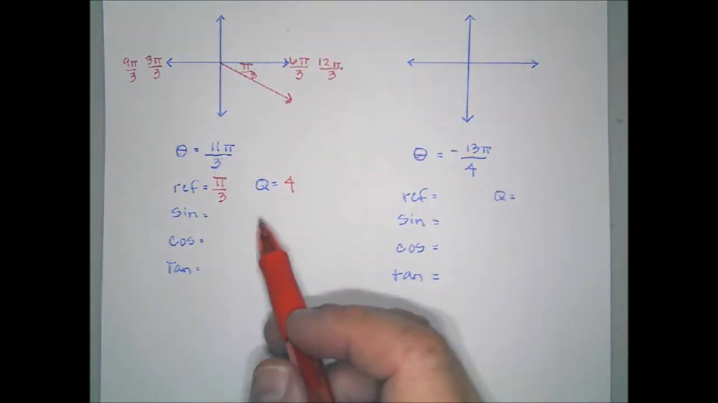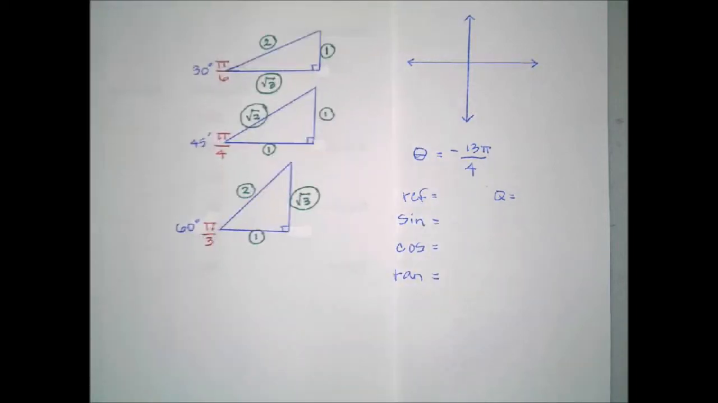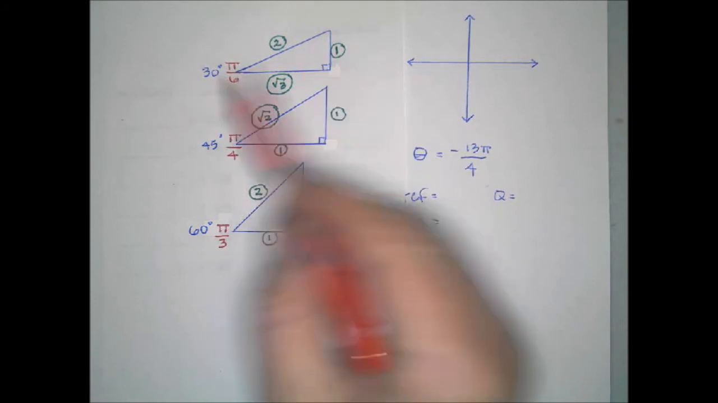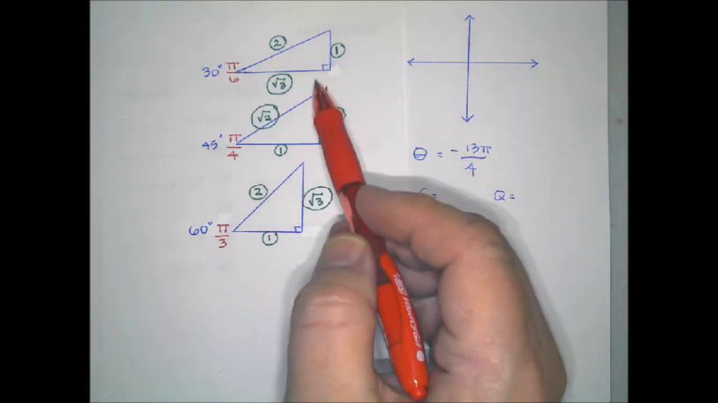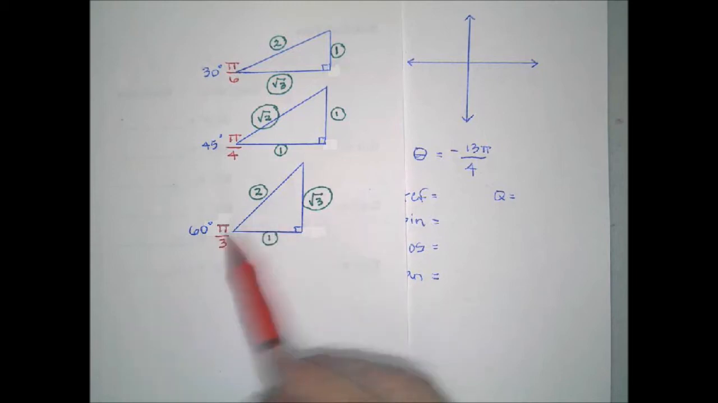So all I have to do now is go back to our 30, 60, 90 triangles. I've got them right here. Notice I have it marked in both degrees and radians. So I'm looking for pi over 3. So here's the triangle I want right here. And from here on out, sine, cosine, and tangent is just right in front of us.